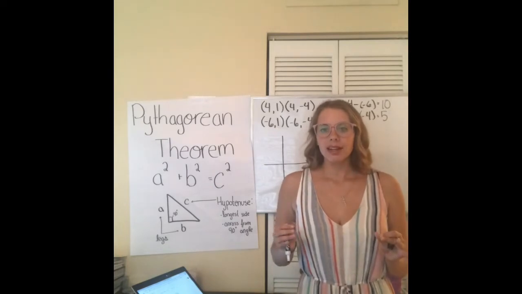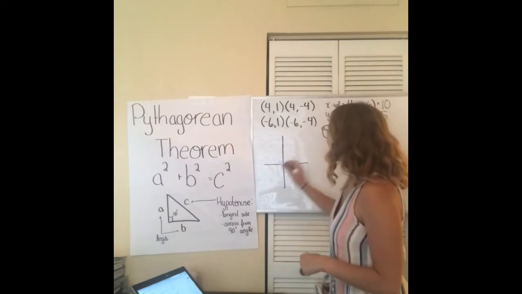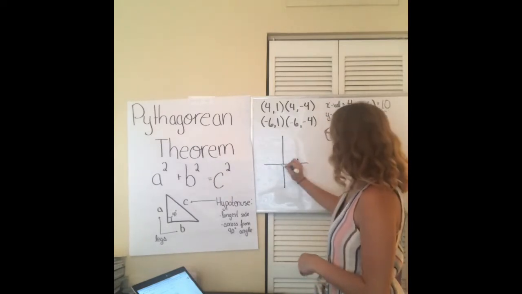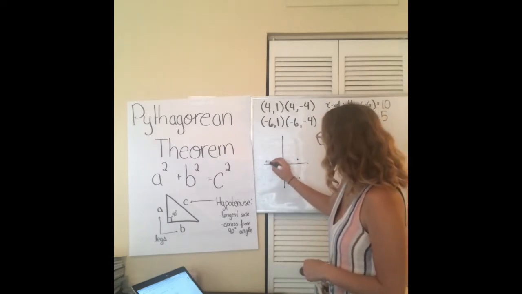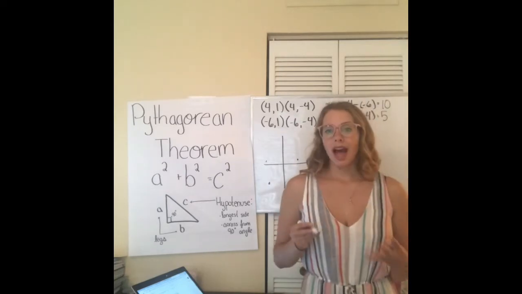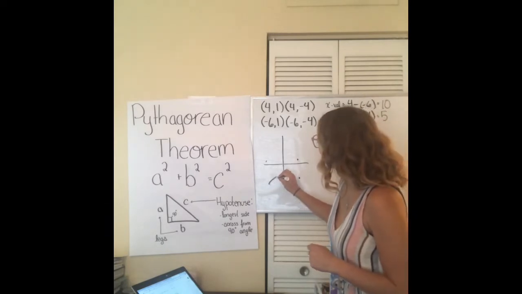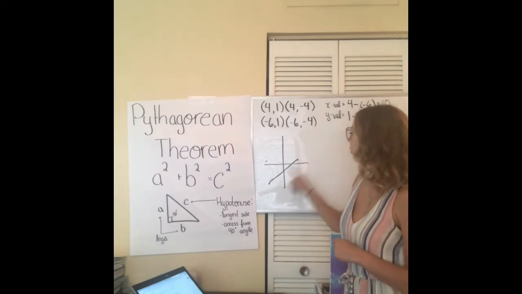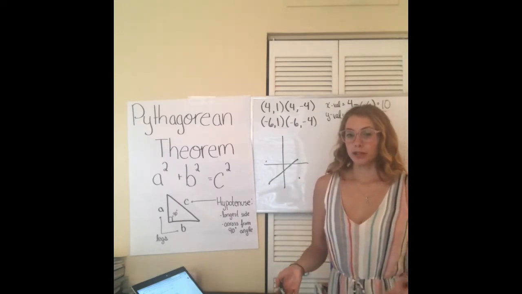I'm going to use that in the Pythagorean theorem for, if I had this rectangle, 4, 1, 4, -4, -6, 1, -6, -4, what I'm going to find is the distance between these 2 points. These 2 points right here. And I'm going to use the Pythagorean theorem to do it.